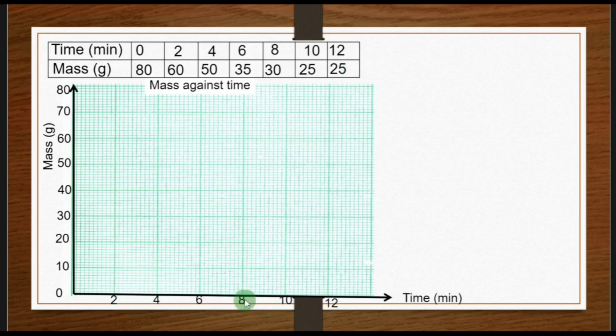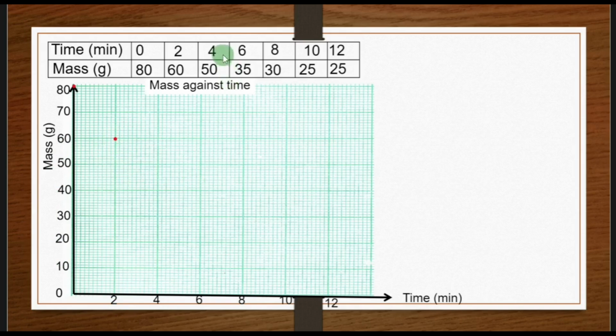Now after putting this information here, we are going to be plotting these pairs: 0 with 80, 2 with 64, 4 with 50, then 6 with 35, 8 with 30, 10 with 25, 12 with 25. So we'll start with this one, 0, 80. On the time when you are at 0, on the mass you are at 80, somewhere there. So somewhere there we'll put a red dot. Then here 2, 64. So 2 is here, then 64 mass is somewhere there.